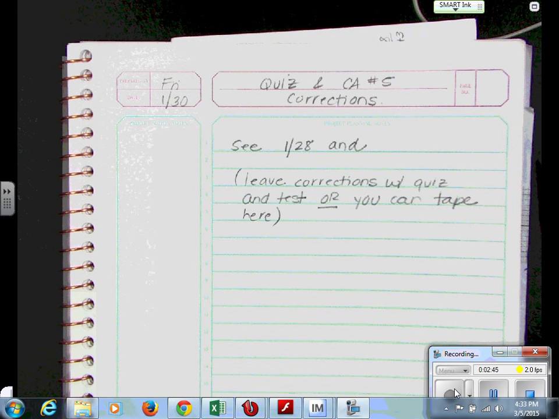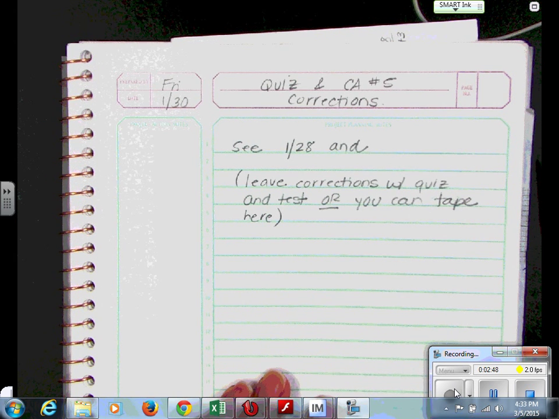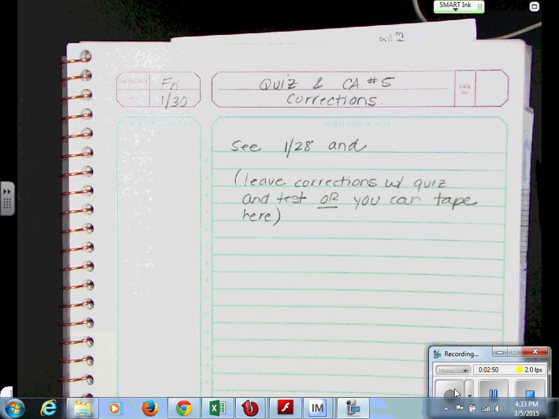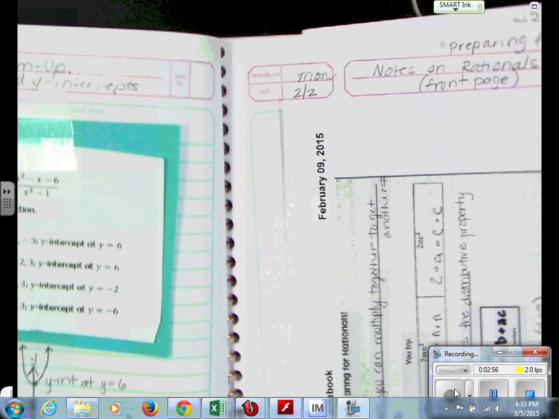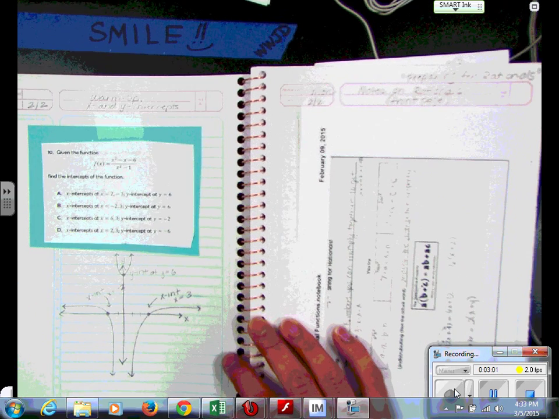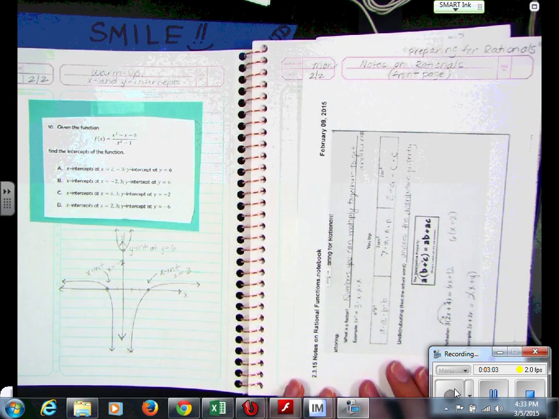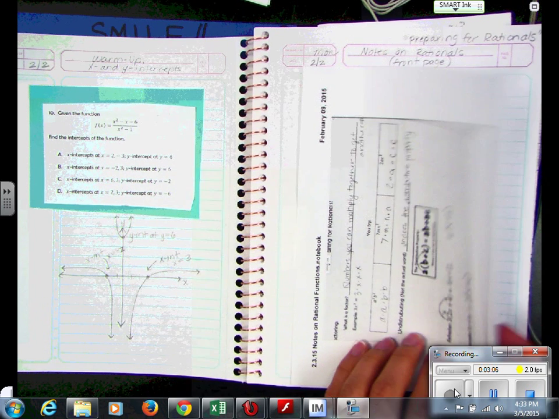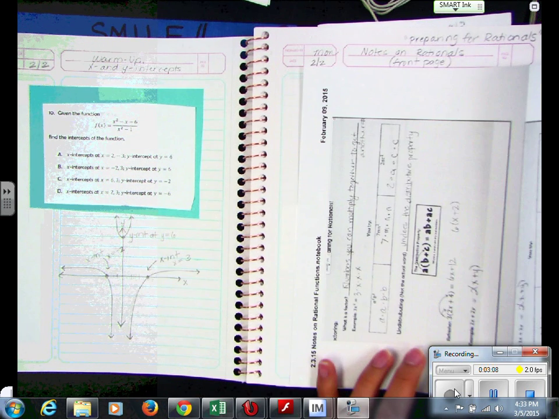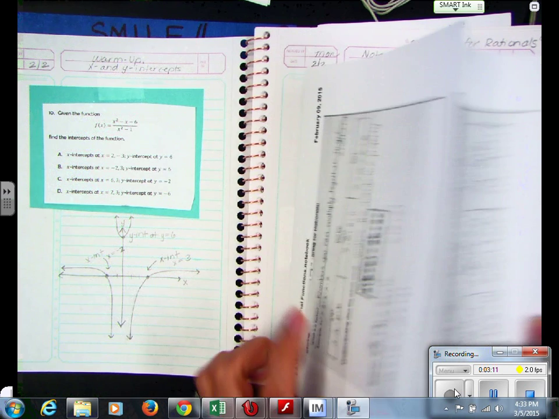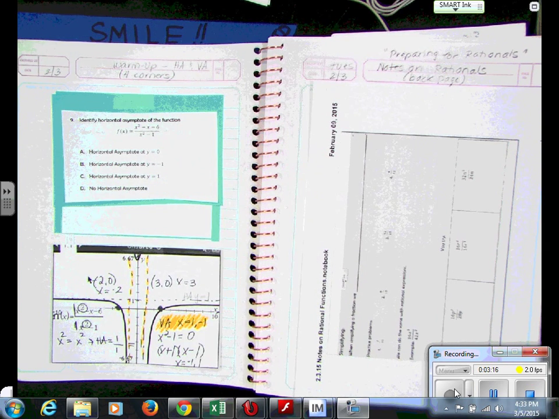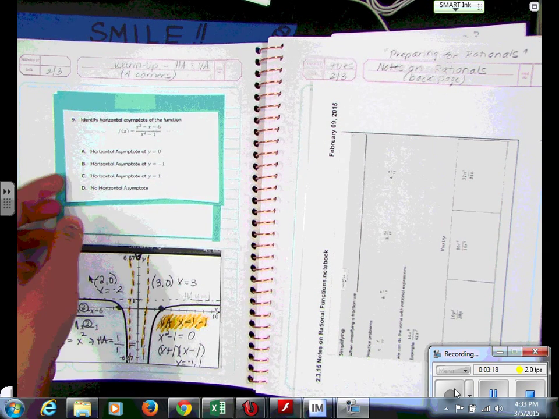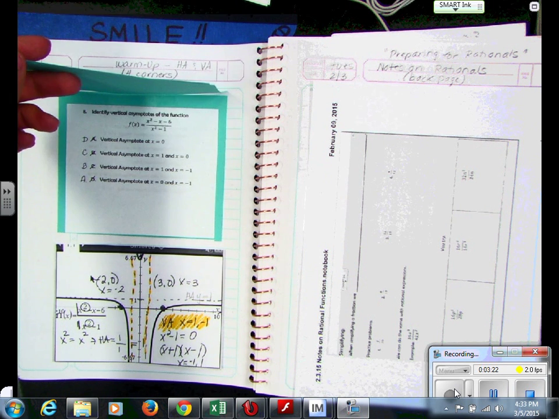So this is what your notebook should look like. You should have a page with your corrections, or you can tape it here. You can leave it either with the quiz on the previous page, or on this new page. The next page shows that we had a warm-up over X and Y intercepts. The date was February 2nd, and then we also started the notes on rational functions. This is what the handout looks like, and this is what it looks like once we filled it out ourselves.